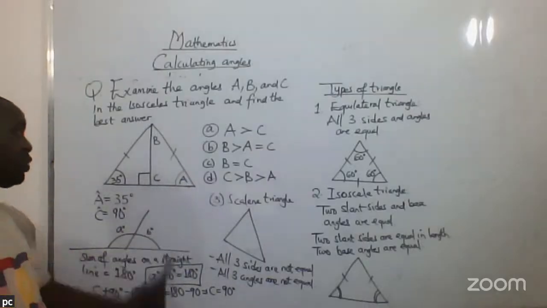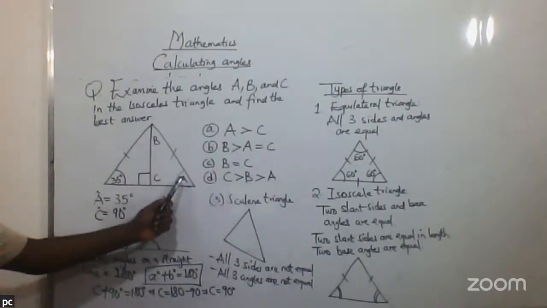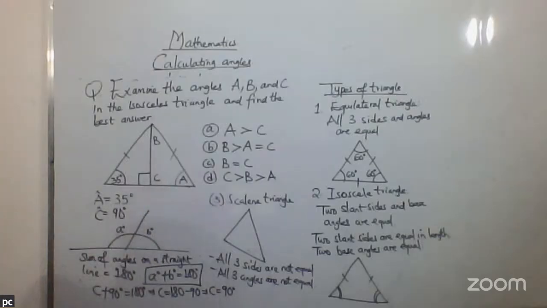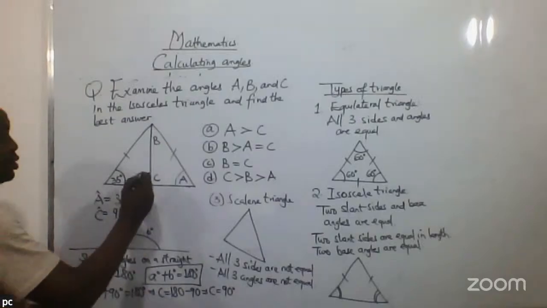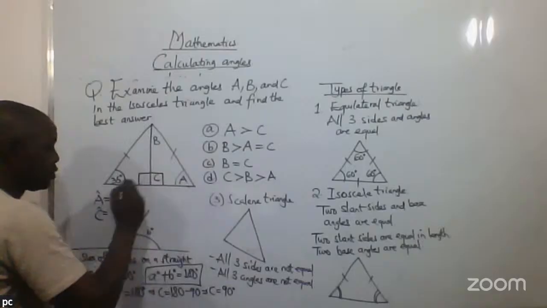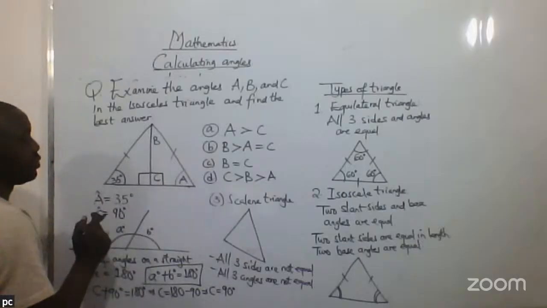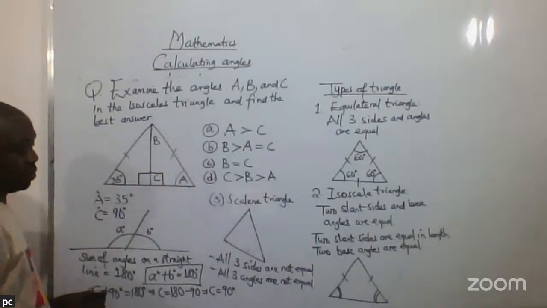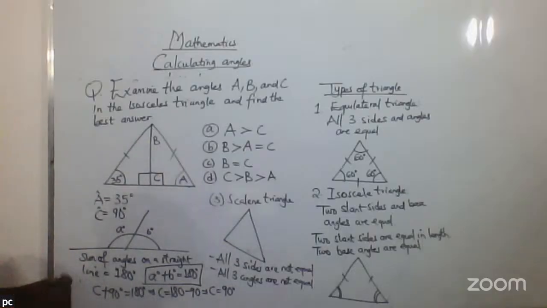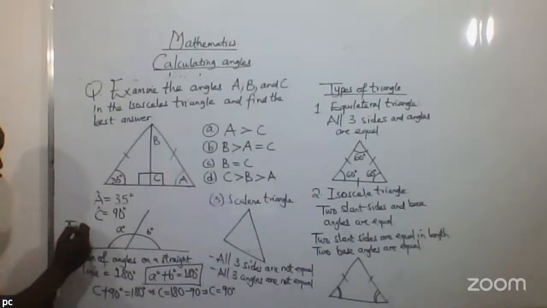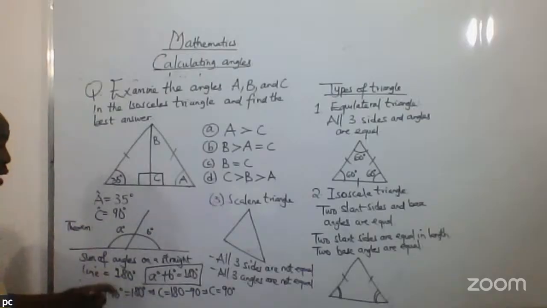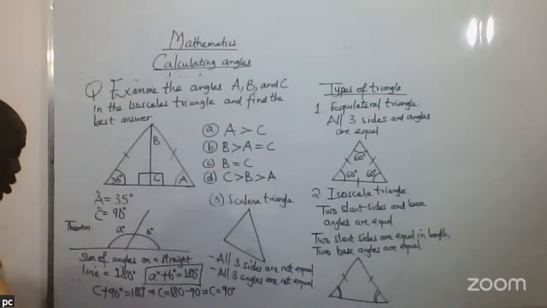This is 35. This is 90 degrees. So when we know this to be 90 degrees, and this is 35, let's get the value of B. So I'm giving you another theorem now. This is a theorem about a straight line: sum of angles on a straight line equals 180 degrees.